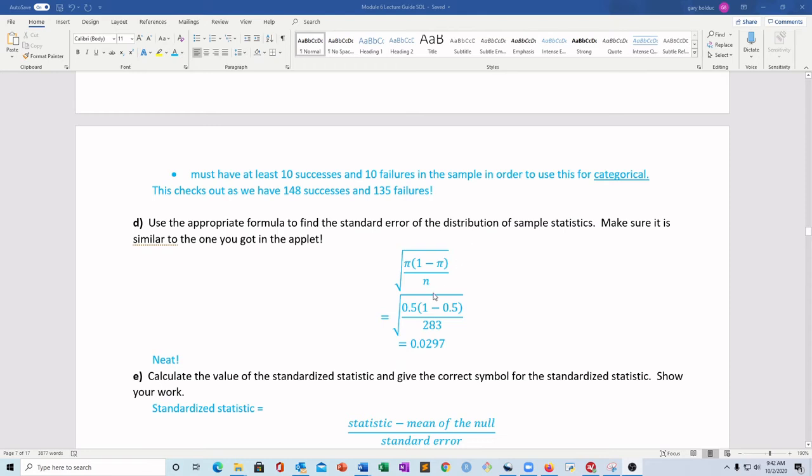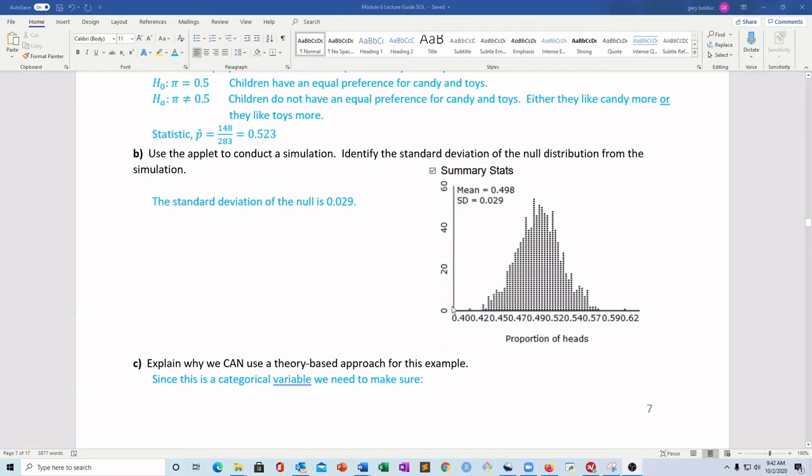The formula is the square root of pi times 1 minus pi over n. Pi comes from the null hypothesis. What did you say for the null? N is our sample size. We said 0.5 was our null hypothesis value, so I plugged that in here. And we asked 283 kids to pick between candy and toys. That gives me 0.0297.